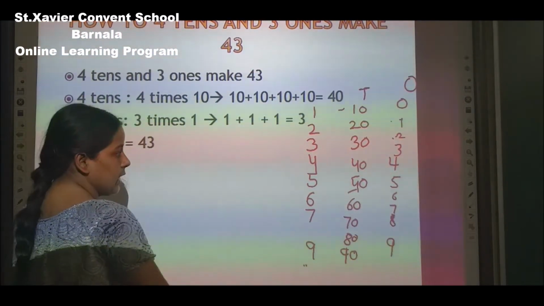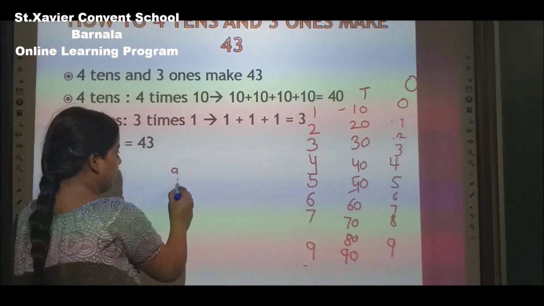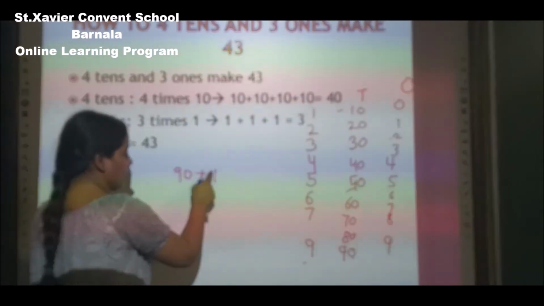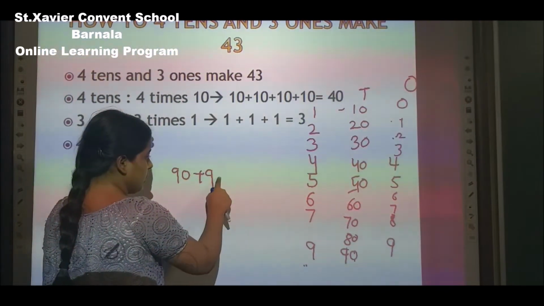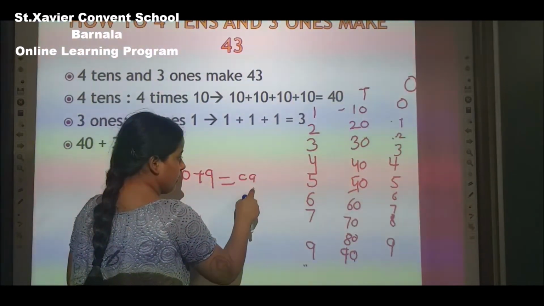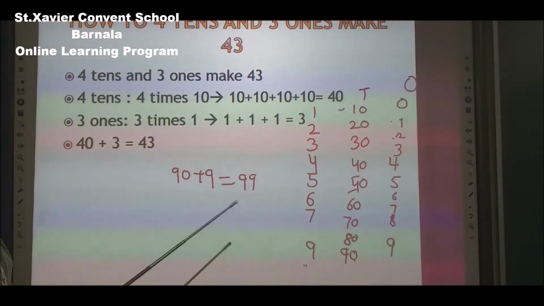So, at the last we have 90 and 9. 90 plus 9 is equal to 99. So, 99 is the largest two-digit number.